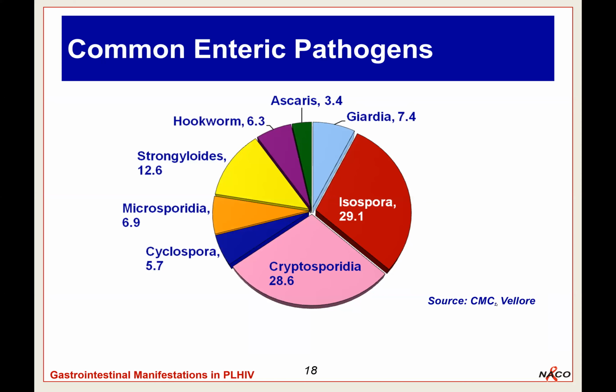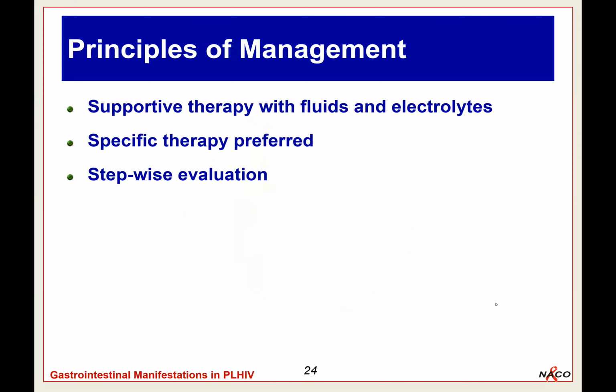This is one of the studies to show the common organisms in HIV, especially if the CD4 count is very low. But principles of treatment are again to maintain hydration and to treat the electrolyte imbalance. And obviously, you would like to give symptomatic treatment to decrease frequency of diarrhea.